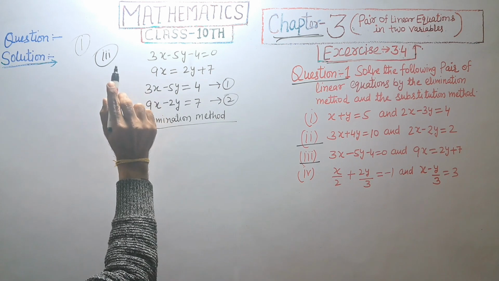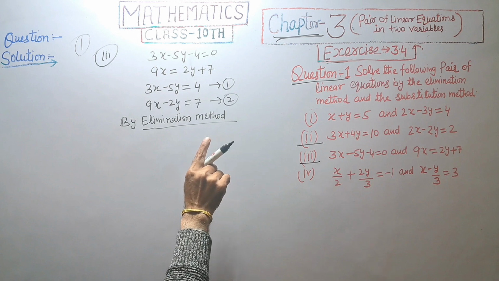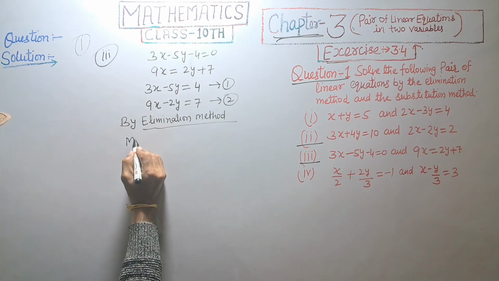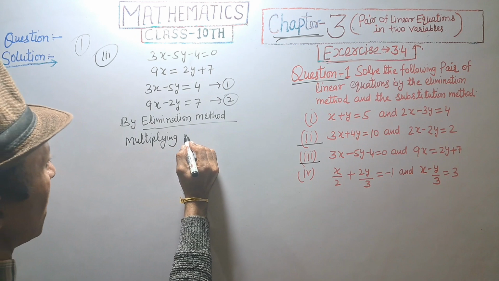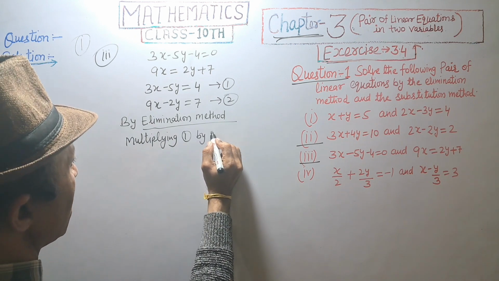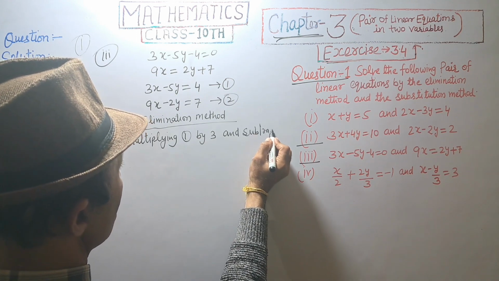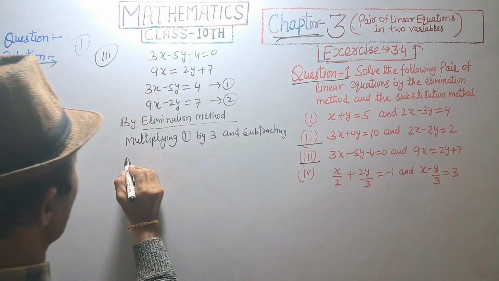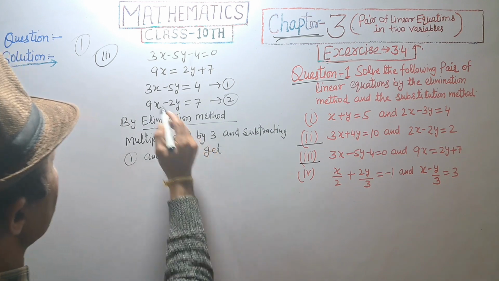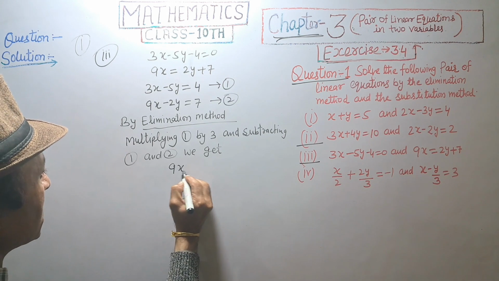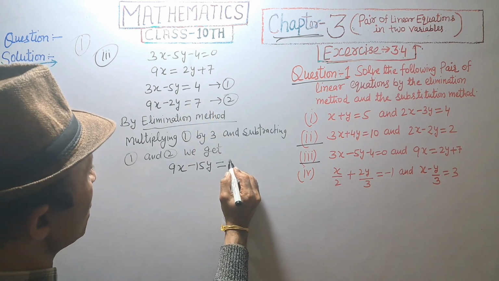multiplying equation first by 3 and subtracting first and second, we get 3 3s are 9x minus 5 3s are 15y is equal to 3 4s are 12.